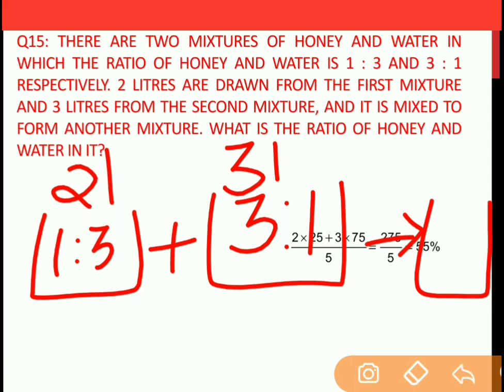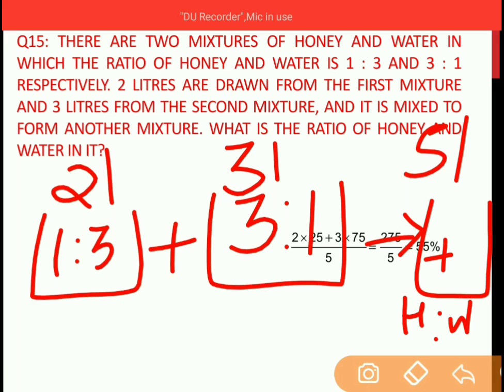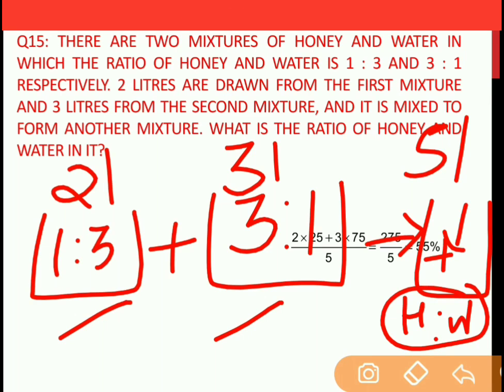So this mixture of 2 liters from the first and 3 liters from the second will be equal to 5 liters, and in this 5 liters we need to find out the quantity of honey and water. That is, what is the ratio of honey to water in the mixture obtained by adding 2 liters of the first and 3 liters of the second? Understood? So honey to water in the mixture we need to find out.